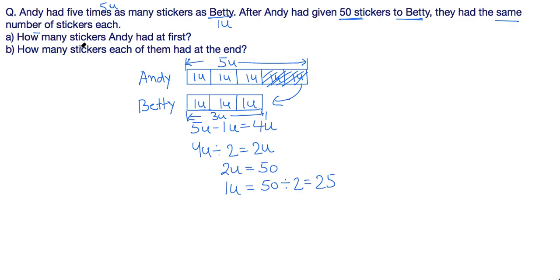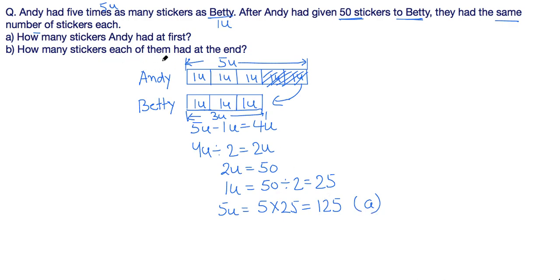Now let's read the question again. How many stickers did Andy have at first? So you know, right, that Andy is having how many units at first? 5 units, right? So we can simply find 5 units, which will be equal to 5 times 25, which will give you 125, right? So this is the number of stickers Andy had at first. So that's the answer for your part A.